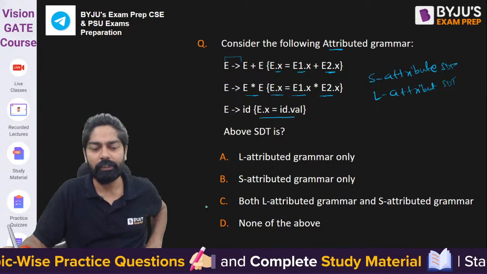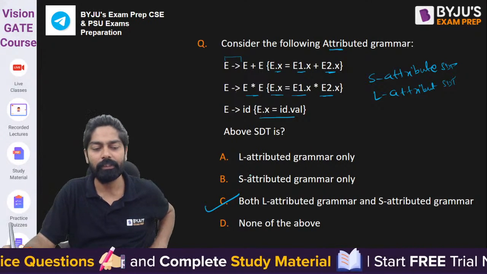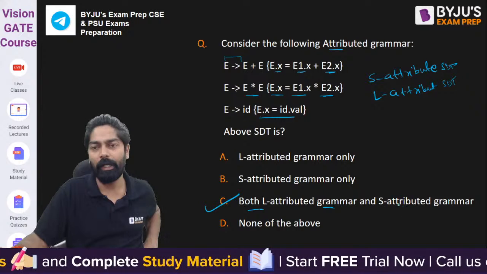So the answer is C. C for Chennai is the right answer: both L attribute grammar and S attributed grammar.